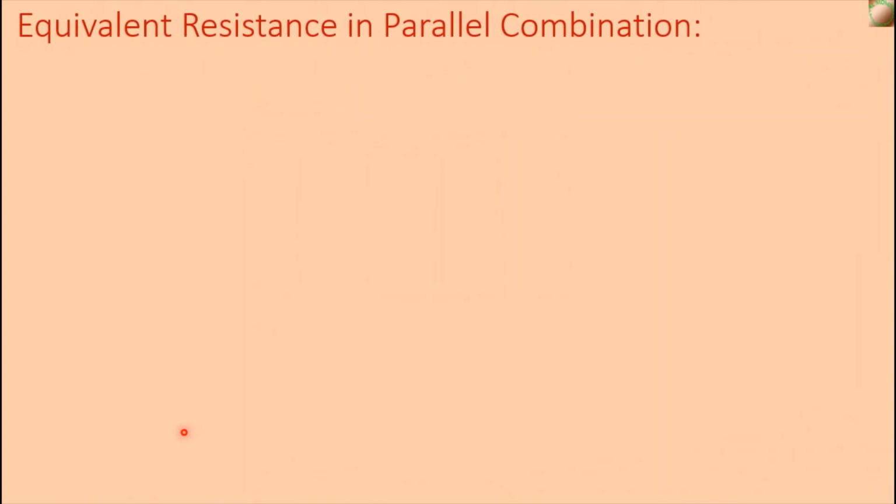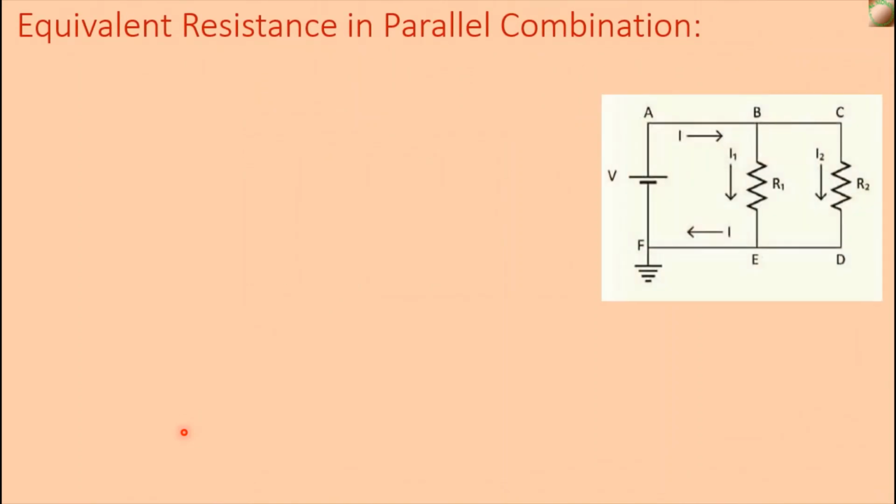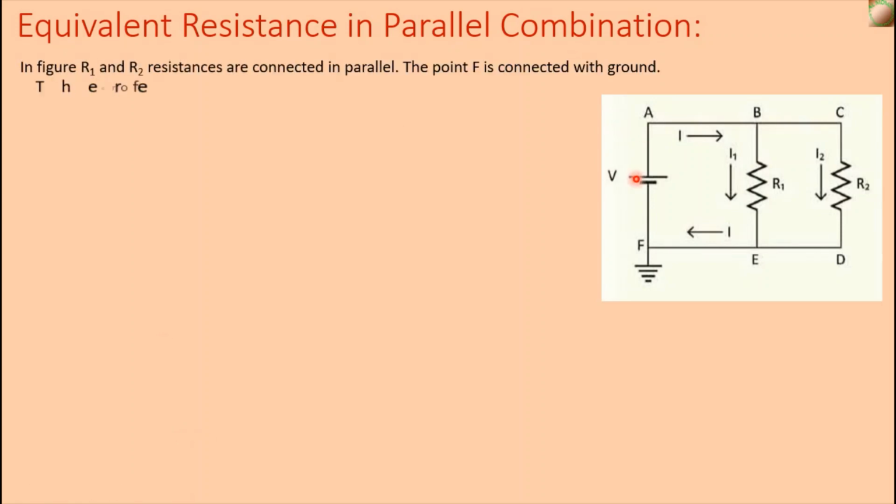Now, equivalent resistance in parallel combination. Here R1 and R2, these two resistances, are connected in parallel. Here the point F is connected with the ground, therefore its potential is 0, and F, E and D are the same point, therefore the potential of point E is also 0 and the potential of point D is also 0.